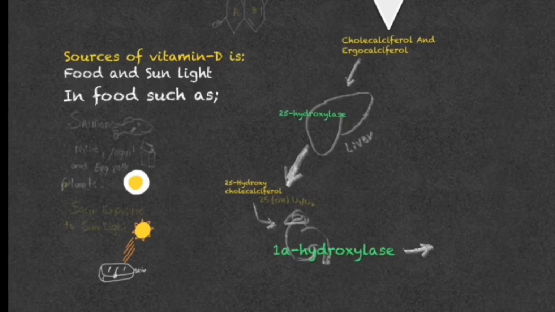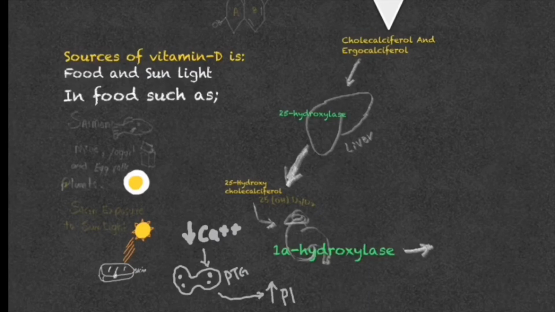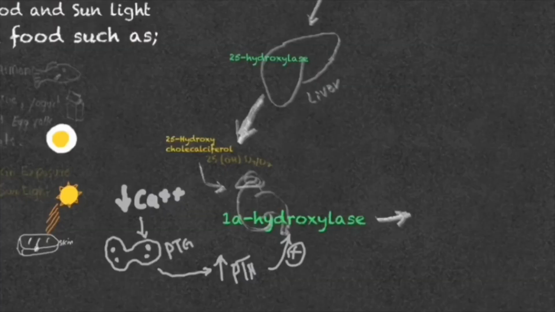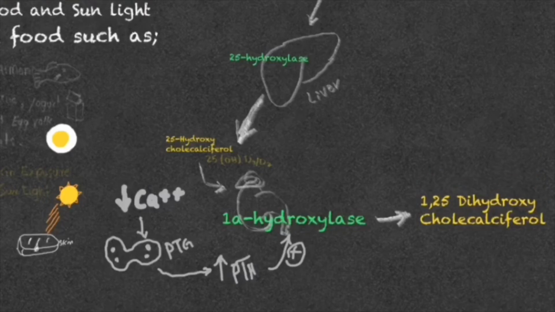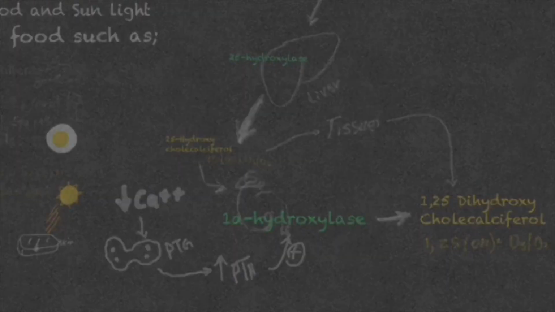1,25-dihydroxycholecalciferol. Now, this enzyme is activated by parathyroid hormone. The drop in the serum calcium level is sensed by the parathyroid gland, which releases parathyroid hormone and activates this enzyme, and then converts 25-hydroxycholecalciferol into 1,25-dihydroxycholecalciferol, which is the active form of vitamin D. Now, vitamin D is also converted in other tissues like colon, prostate and immune cells in a small amount.